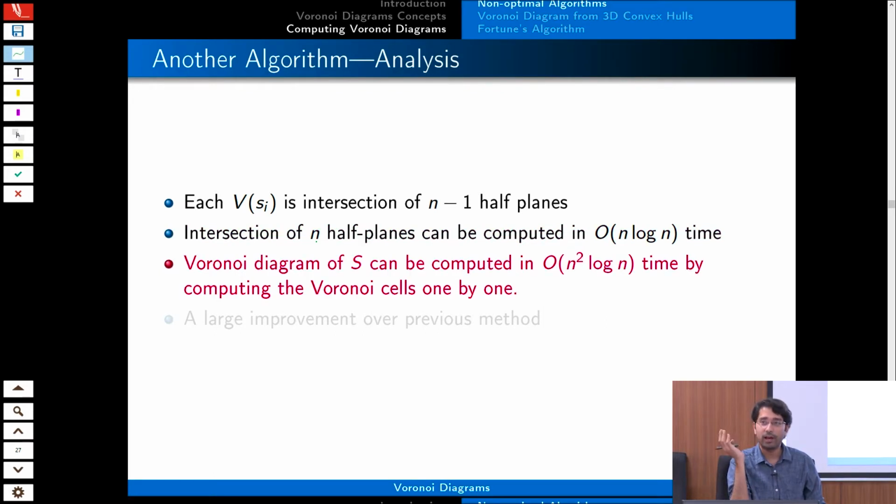So together I need to find the cells for n site points. So together it is n square log n. This is the complexity of the algorithm where we take the intersection of n half planes to find the Voronoi cell corresponding to each site point. A great improvement over the previous one. We had n to the power 4, now we are at n square log n. Doubts? Okay.